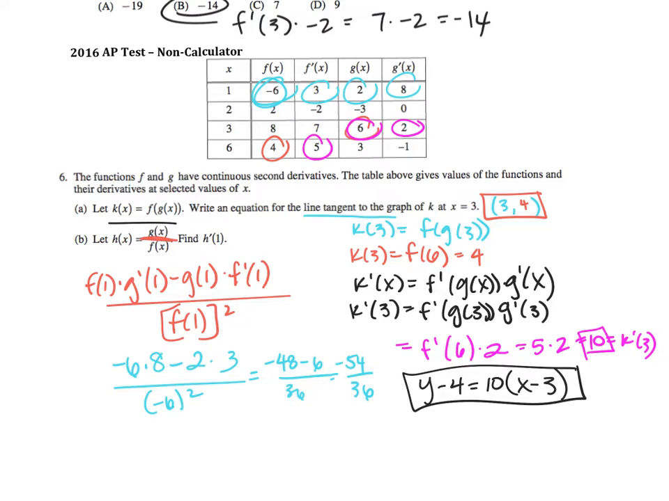18 goes into each of these. 18 goes into 54 3 times. 18 goes into 36 twice. My answer is negative 3 halves, but because this is free response, you could have been done right here.